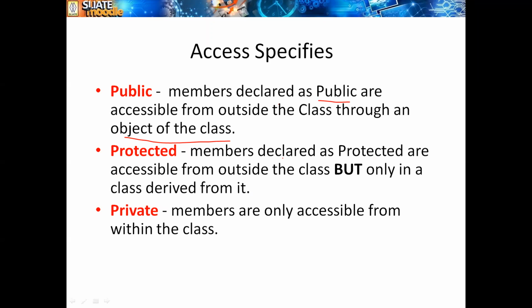Protected members are accessible from outside the class, but with a limitation: only in a class derived from it. Only subclasses can access them. A protected variable can be accessed in subclasses and inside the class. A private member can only be accessed inside the class.